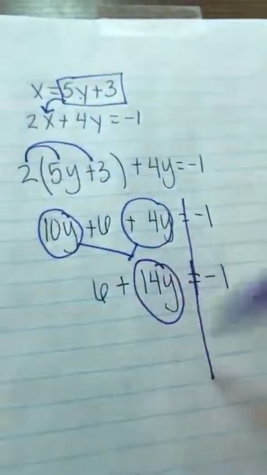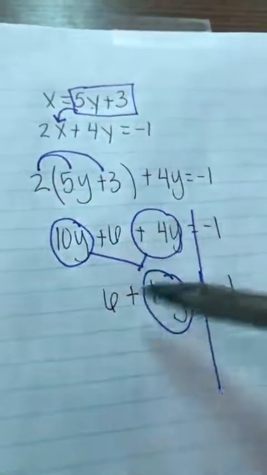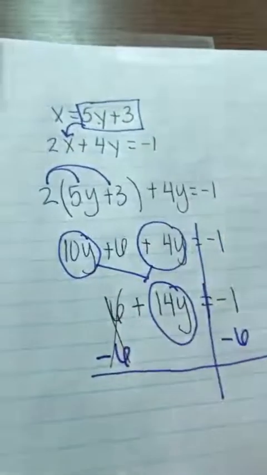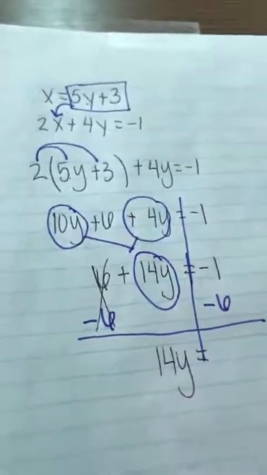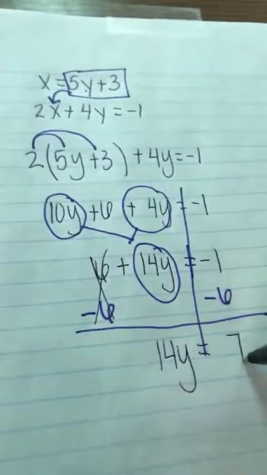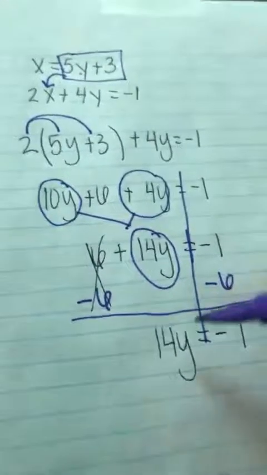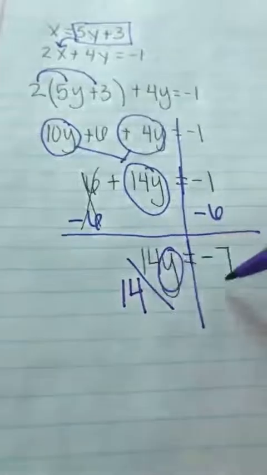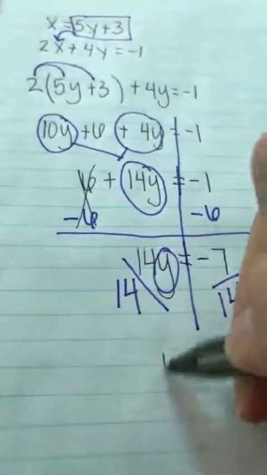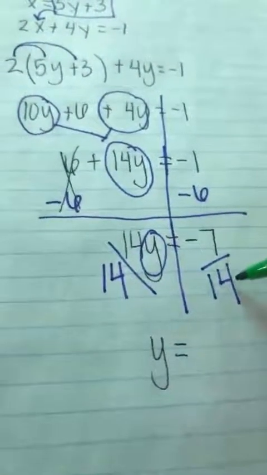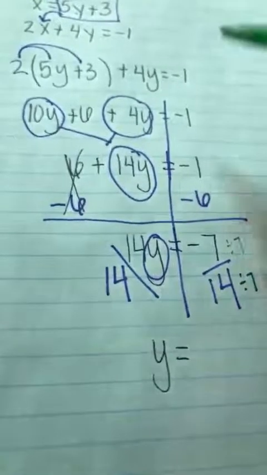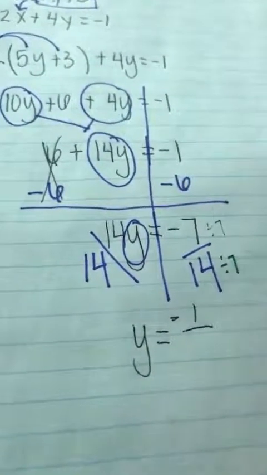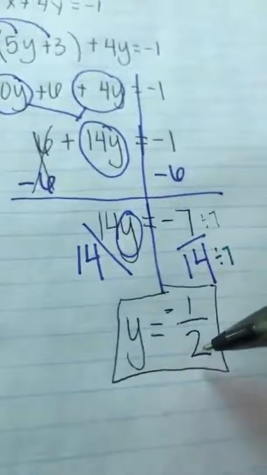I circle my variable, draw my line. My circle is my last step. The inverse to a positive 6 is a negative 6. This will cancel out, and I'll have 14y equals, because these are the same sign, you're going to add, and then just take the sign. I circle my variable, draw my line. When two things are smushed together, it's multiplication, inverse operation, division. So I have y equals, and now I need to figure out what number goes into 7 and 14, and the answer is 7. So 7 divided by 7 is 1, and this will be a negative 1. And 14 divided by 7 is 2. So my y is negative 1/2.